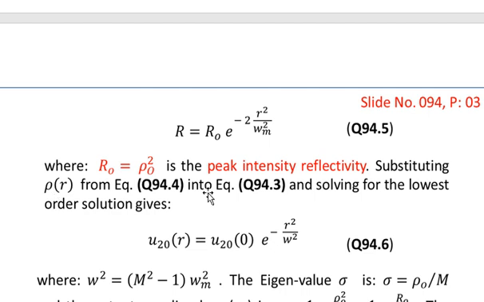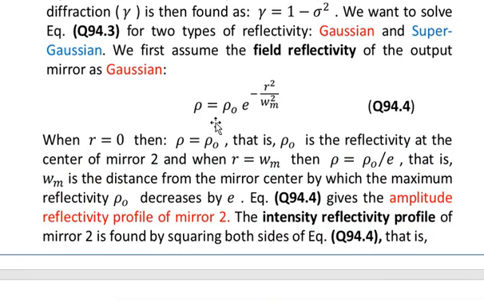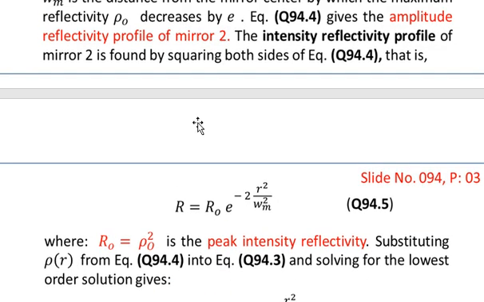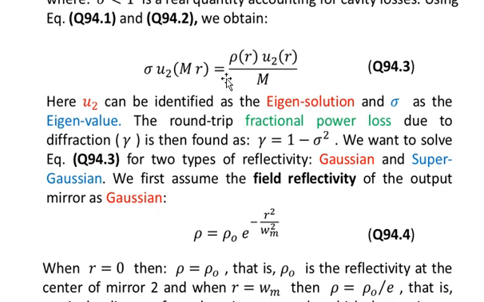Substituting rho of r from equation number 4 into equation number 3 and solving for the lowest order solutions. So we are using rho of r from equation number 4, for example over here, this is the rho of r, into equation number 3 over here. We substitute rho of r from the left hand side into the right hand side in equation number 3.